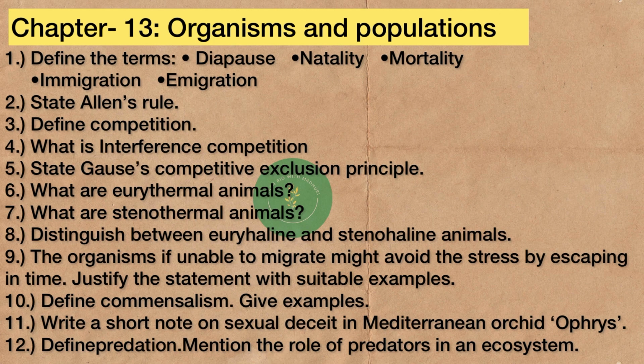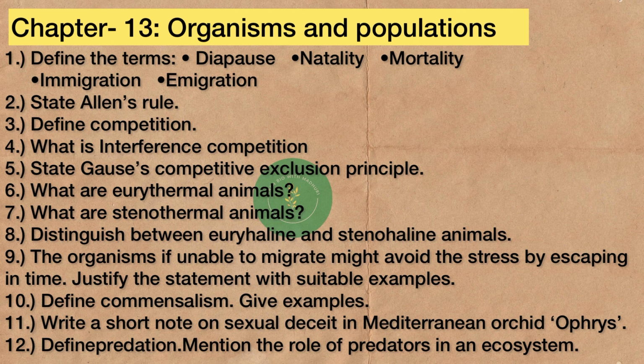One more important chapter that you have to focus, my dear students, that is chapter number 13, organisms and populations. Here terms like diapause, natality, mortality, immigration, emigration. State Allen's rule, define competition. What is interference competition? State Gause's competitive exclusion principle. Eurythermal animals, stenothermal animals with examples. It's good if you learn. Or difference between euryhaline, stenohaline animals.